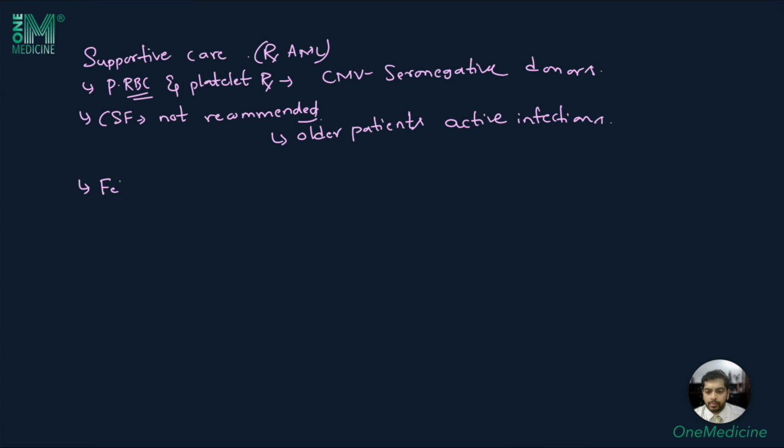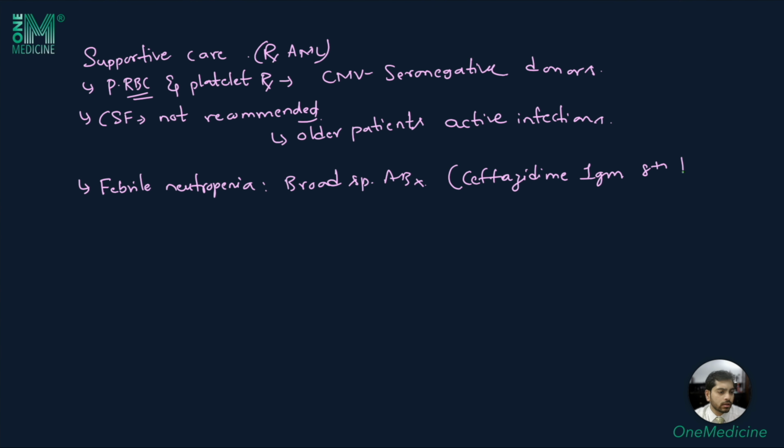In case of febrile neutropenia, patients should be treated with broad spectrum antibiotics such as ceftazidime, 1 gram given 8th hourly, and if the febrile neutropenia lasts more than 7 days, a broad spectrum antifungal should also be started.